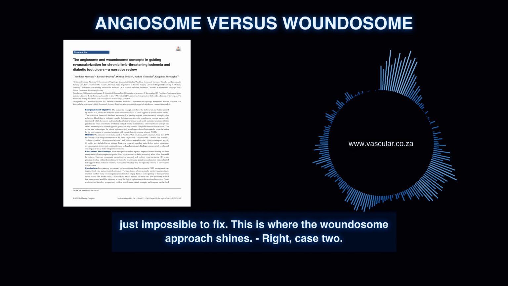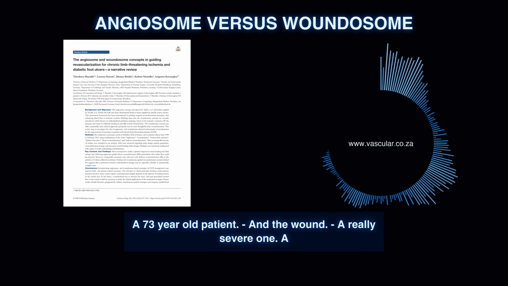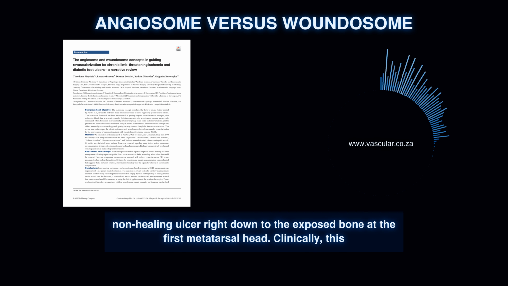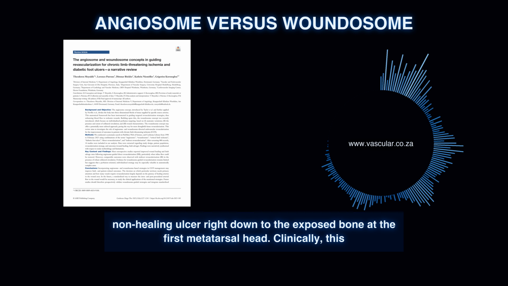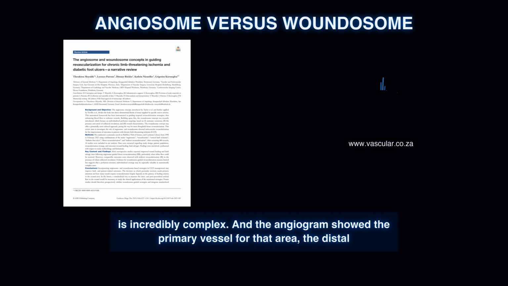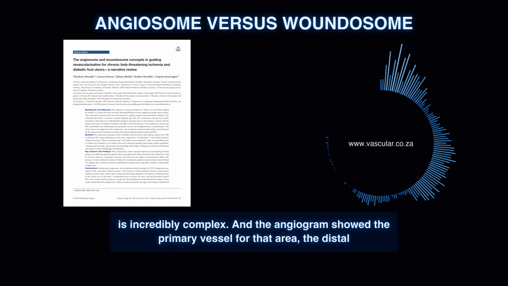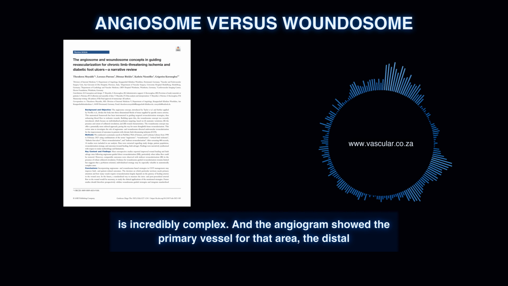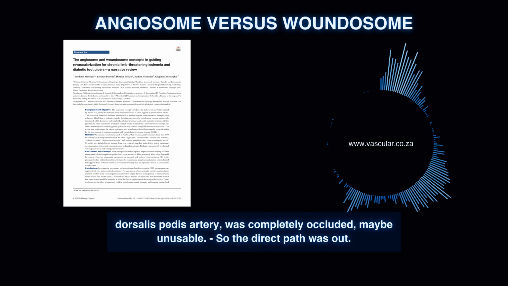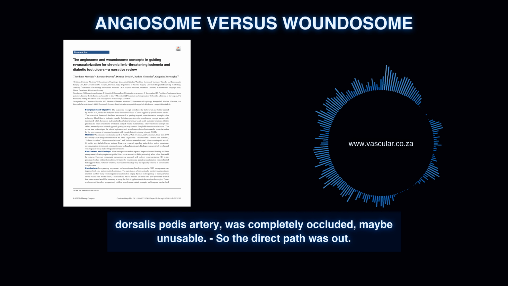Right. Case 2, a 73-year-old patient. And the wound. A really severe one. A non-healing ulcer right down to the exposed bone at the first metatarsal head. Clinically, this is incredibly complex, and the angiogram showed the primary vessel for that area, the distal dorsalis pedis artery, was completely occluded, maybe unusable. So the direct path was out.